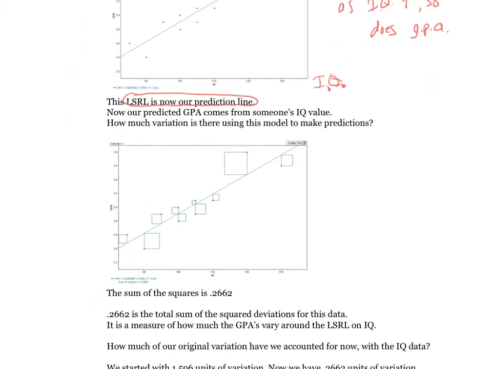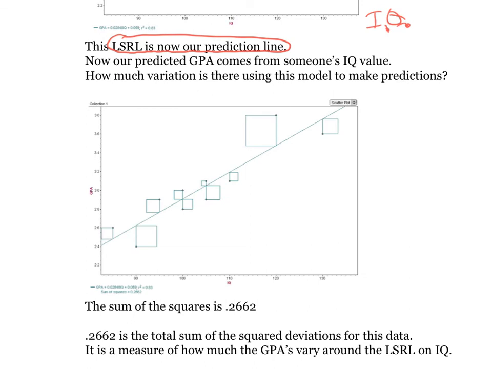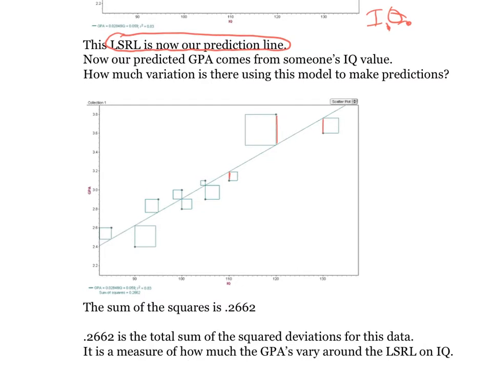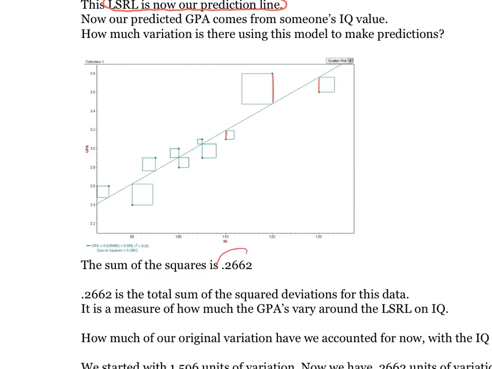Well, just like before, I have residuals, right? Like these are residuals. So how far off the actual GPA was from the predicted GPA using IQ. And again, if I added all the residuals up, they would cancel out. So I square them and add them together. And now the sum of all those squares is only 0.2662.